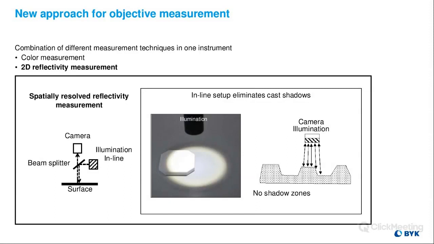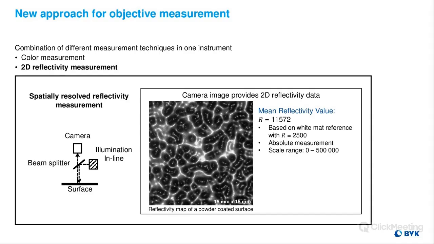So this is sort of a more true or a more accurate reading of the reflectivity, or something akin to gloss of the surface than just a typical 60-degree gloss measurement would do. So this 2D reflectivity measurement, it's indexed to a white, highly reflecting tile. Here we have an example of the picture that's taken when the reflectivity measurement is done.